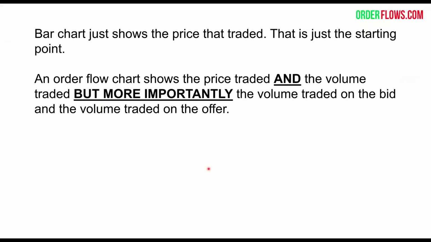So again, a bar chart just shows the price that traded, but that's just the starting point. An order flow chart shows the price traded and the volume traded, but more importantly, the volume traded on the bid and the volume traded on the offer.